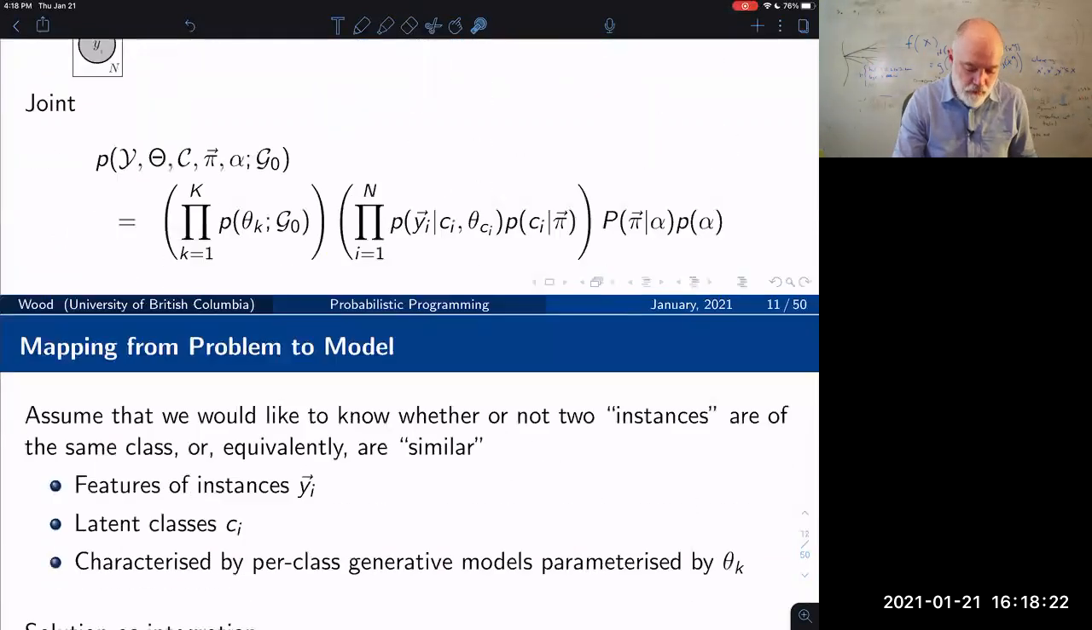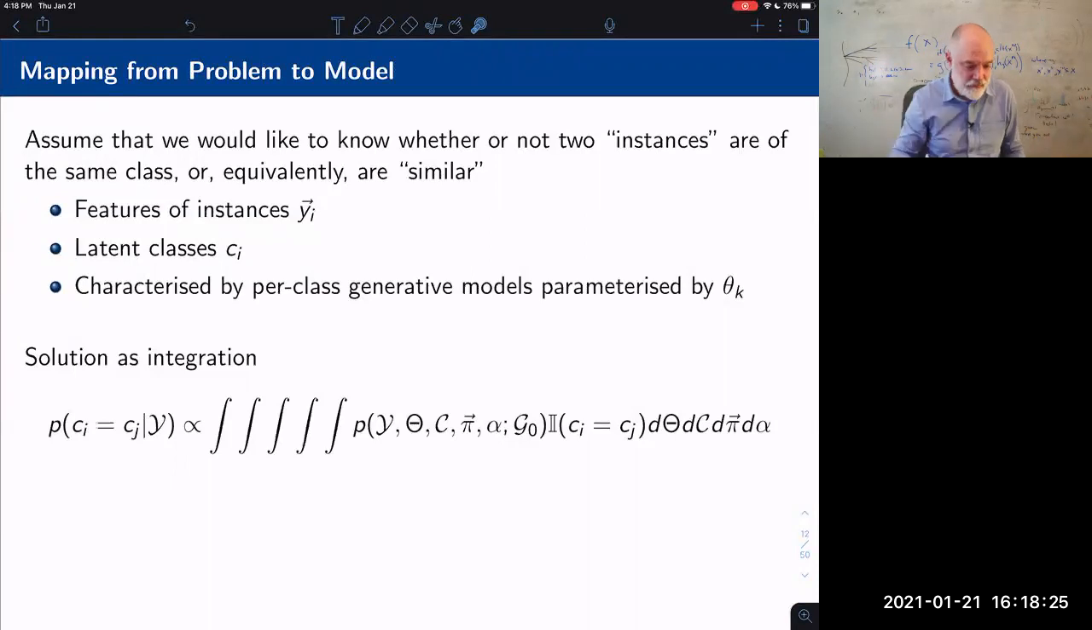Okay, so how would you ask the question? Assume that we, how do we ask whether or not two instances of the same class are equivalently similar, right? So the way we do this is we say, are the two instances in the same class? Are they generated from the same mixture component, right? So you can think of these as features of instances or latent classes, whatever. Fine. The point is that the solution is that of, wow, I've had this slide this way for years and it's wrong.